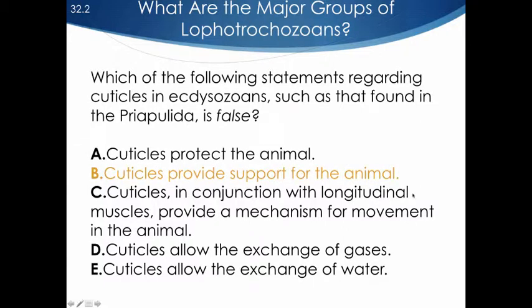If you look at the other choices, most of them describe an overall exoskeleton, like a hard exoskeleton that we see in crabs. So in conjunction with longitudinal muscles that provide movement, that is talking about how muscles are attached to a hard exoskeleton for movement, and that's not seen with cuticles. Cuticle is a soft exoskeleton.